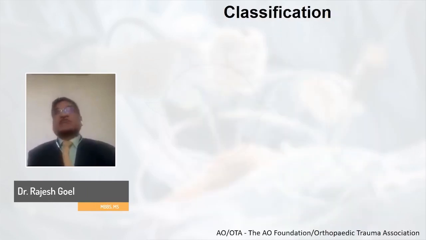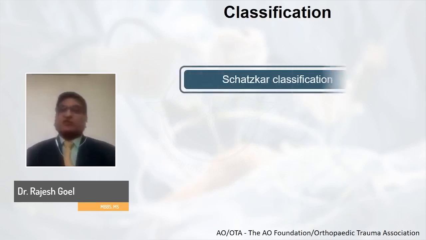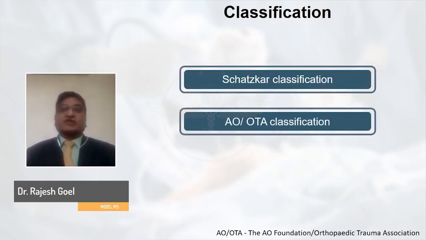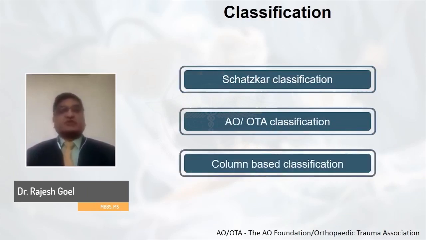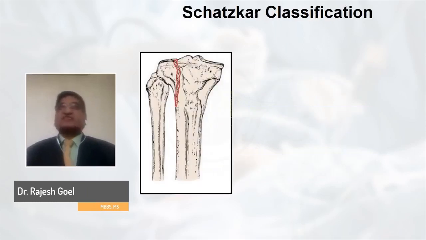So let us know the classification. Why do we go for classification? The classification is very important because it helps us in planning and management of the fracture. The most common classification is the Schatzker classification. Another is the AO or OTA, Orthopedic Trauma Association, classification. And the latest one is the column-based classification. Schatzker classification is the most popular one, and everybody is used to this type of classification.